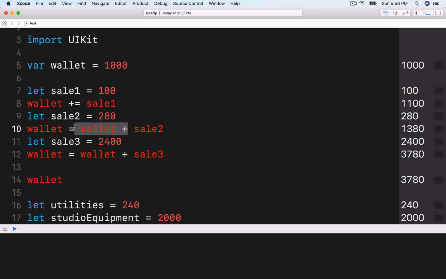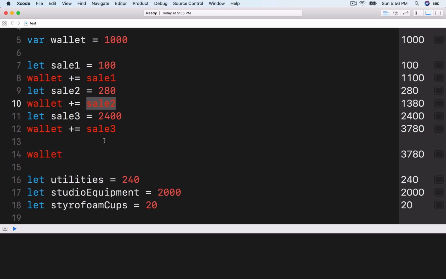So all this could be changed, right? So it's the same, but you typed a whole lot less. And after you begin to write this, you're going to know to yourself, oh, we're just going to add this value of sale 2 into the wallet. That's all we're doing. That's how it works. And you could do that with every single arithmetic operator.